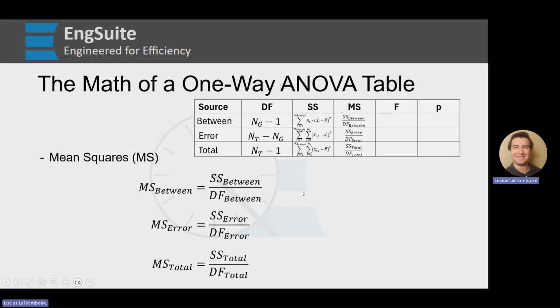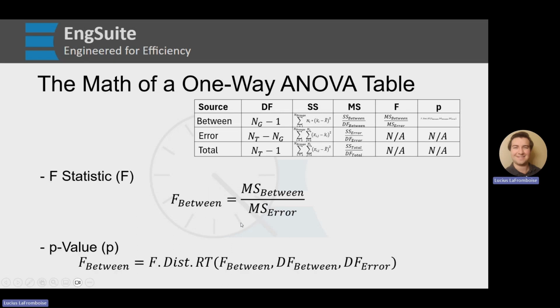So now we're looking at F, and we only do the F for our between. So we're going to do the F and the p-value here in one slide. So for our between, it's the mean squares of our between, this one here, over our mean squares for our error. And that gives us an F value.